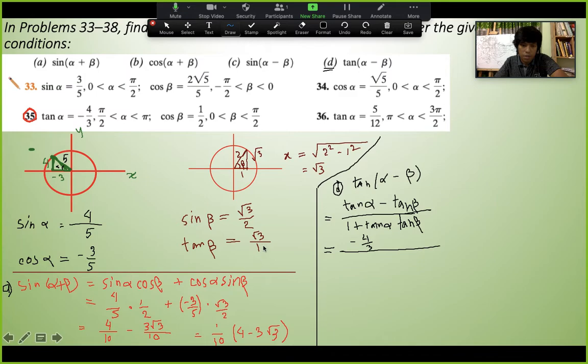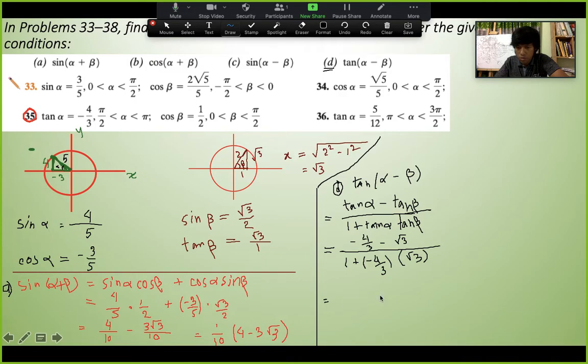tan beta equals root 3, so we have minus root 3, then 1 plus, again tan alpha tan beta, so tan alpha is the same thing, minus 4 by 3, so it is minus 4 by 3, then tan beta, so it is just root 3, so we have to write the value here.